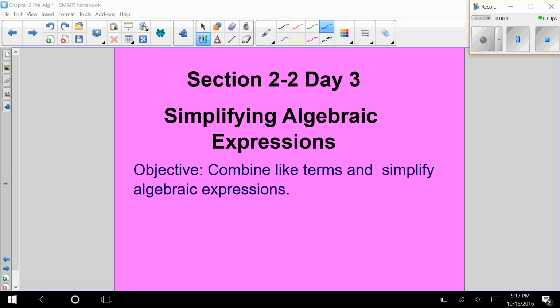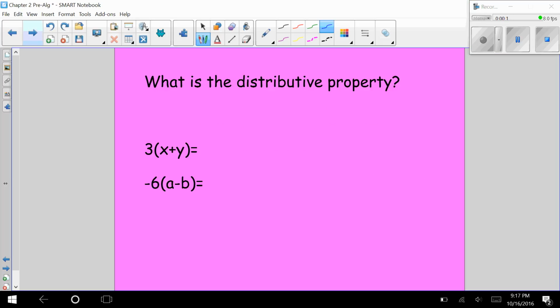This is section 2.2, day 3, simplifying algebraic expressions. Our objective today is to combine like terms and simplify algebraic expressions. First, I have a thought question for you. What is the distributive property?